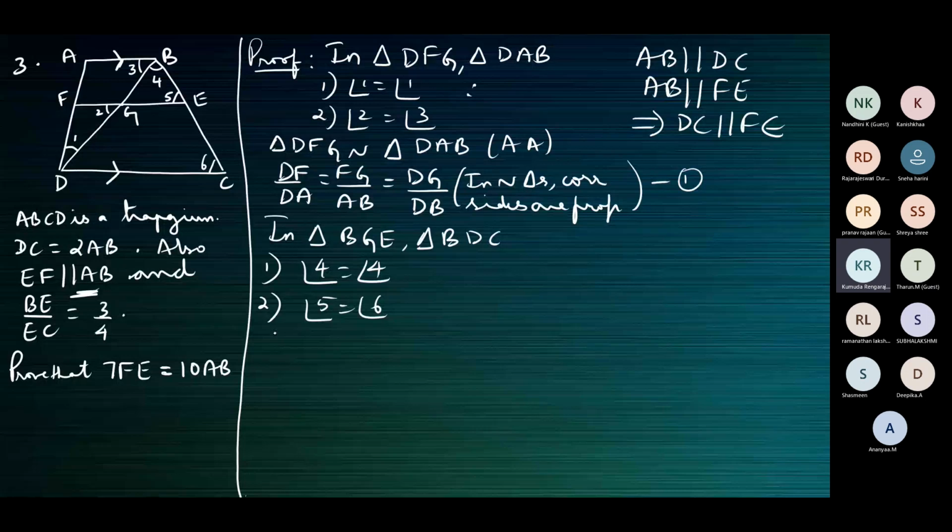Triangle BGE is similar to BDC. Correct. Double A.